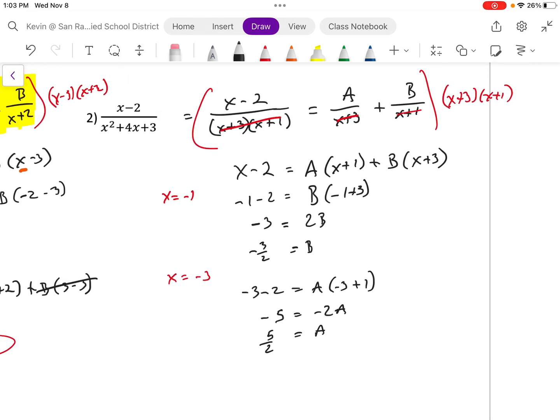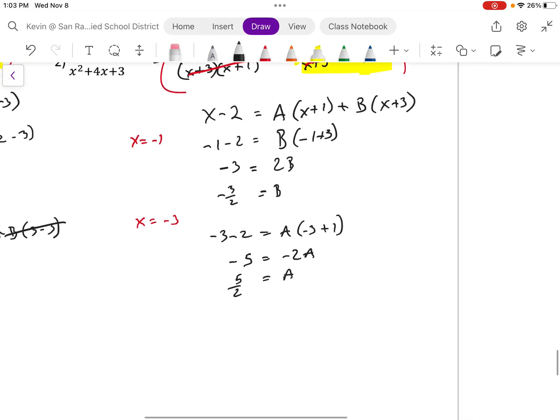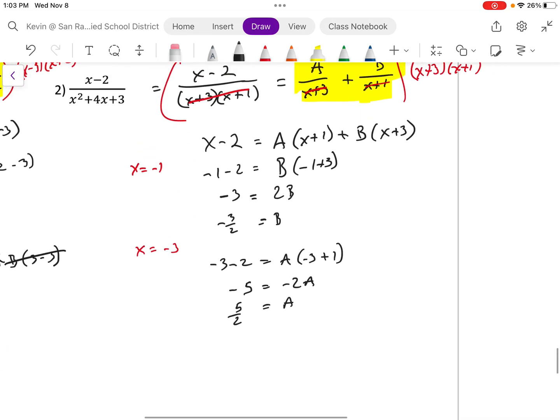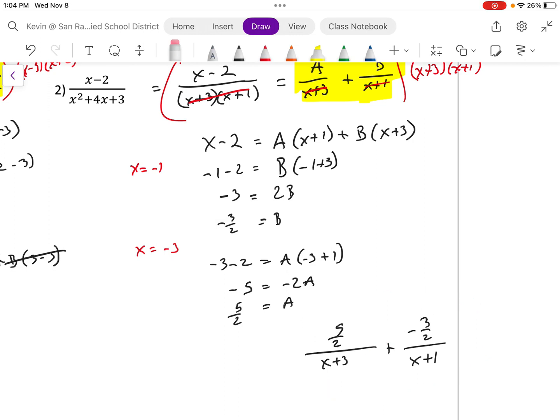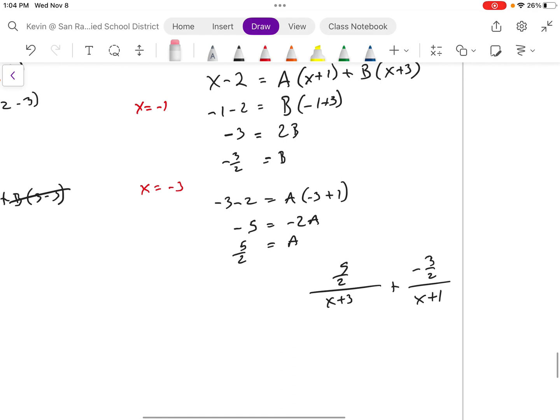Not a problem. We are going to go back to this equation here, right? I'm going to write it out with our new a and our b. Now, pay attention because I want to be good about this. So a is 5 halves over x plus 3 plus negative 3 halves over x plus 1. We are not going to leave that as our answer, okay? That's amateur stuff. We don't have a fraction on top of a fraction like that. We're going to put a little effort into this.